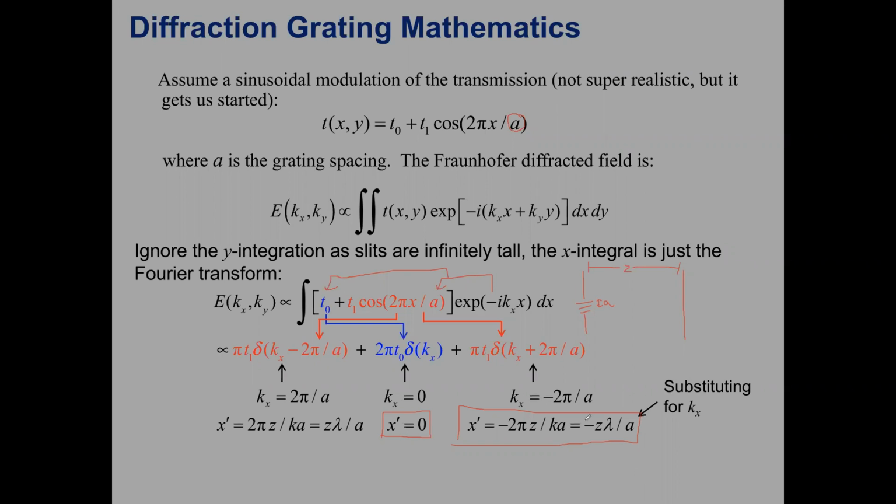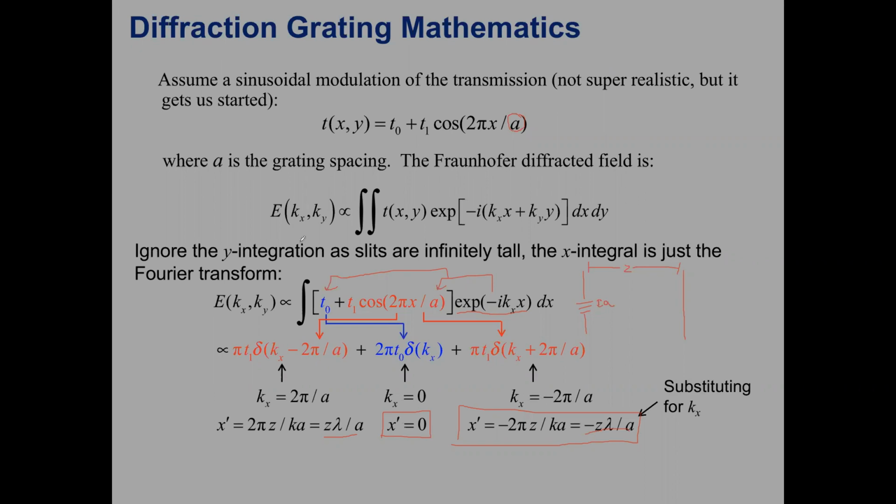And we have a bright fringe at minus this position and at plus this position. I know I'm not going through the definition of the delta function, but remember, the delta function can be defined as an integral of e to the minus i kx dx from minus infinity to infinity. It's one of the definitions of the Dirac delta function, and I'm making use of that here.